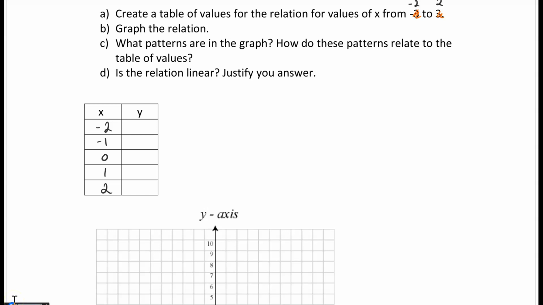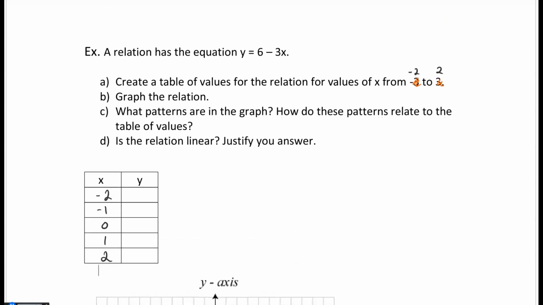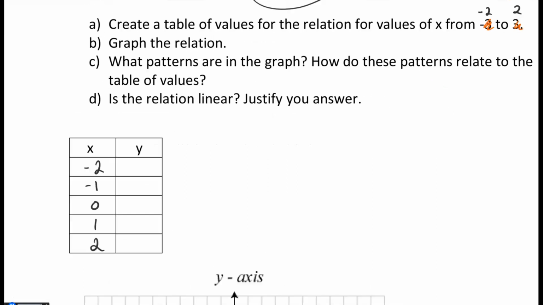Part C is going to be what patterns are in the graph. How do these patterns relate to the table of values? And then part D is going to be, is the relation linear? So are we getting that straight line? So our first thing though is we have to go back to part A and we have to look at our equation. So using this equation, we're going to answer for y.